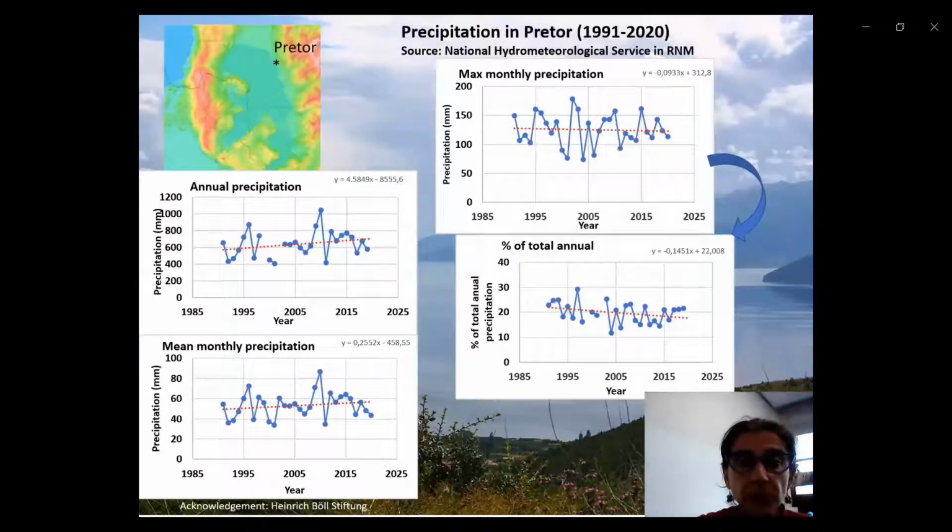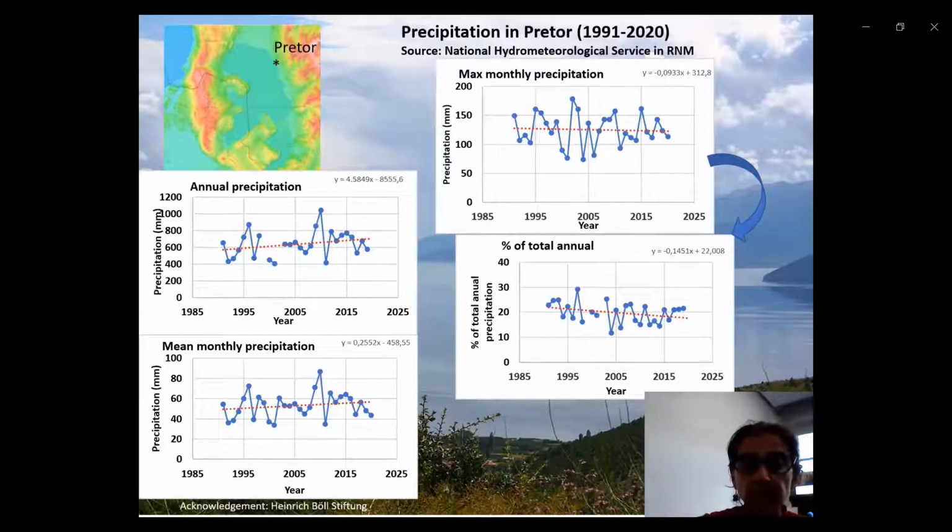When you look at the precipitation in Pretor, in the same site, however, there is a slight increase in the annual precipitation. Also a tendency of slight increase in the mean monthly precipitation. However, no changes in the maximum monthly precipitation. So this can be interpreted. This can mean that we have more rain in other months that are not the month of maximal rain. So there is a change maybe in the pattern of precipitation over the year.